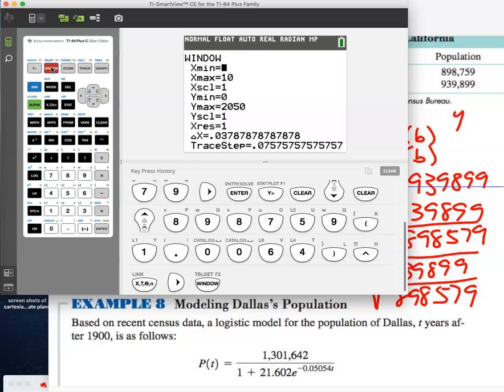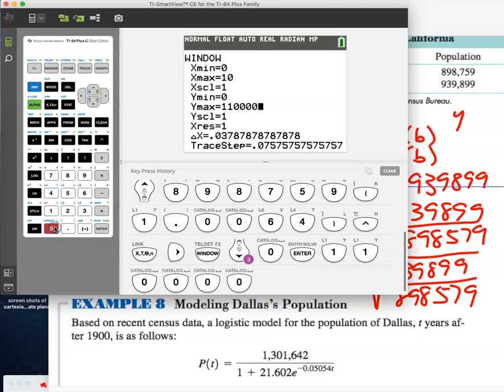And we're talking about the number of years. So I think I'll just stick with 0 to 10 years. In 2007, remember, we were at 939,899. So if that's the 7th year, we might be able to hit that before the 10th year. And we have to be able to see a million, so maybe I'll put in 1,100,000. Did I get enough zeros? I did.